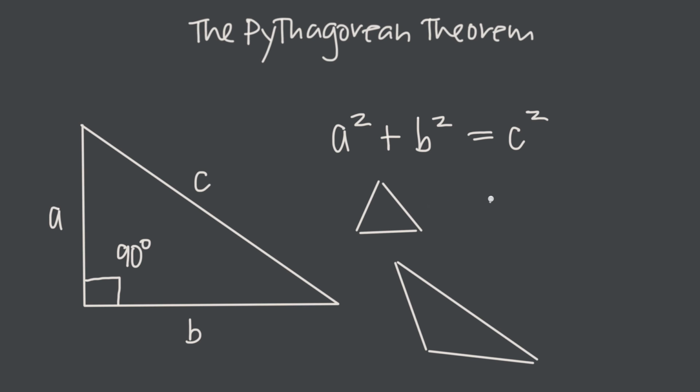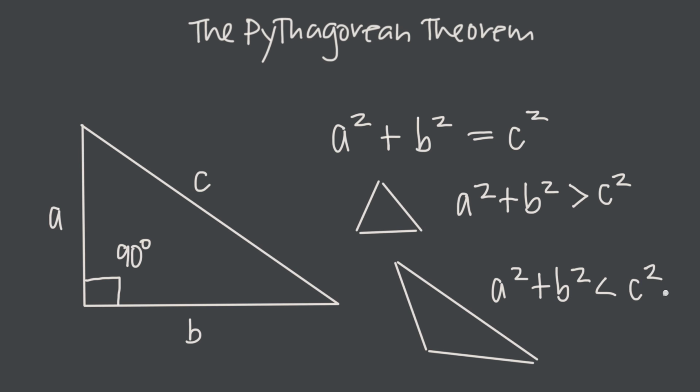Well, when we have an acute triangle, we know that a squared plus b squared is going to be greater than c squared. And when we have an obtuse triangle, we know that a squared plus b squared is less than c squared. So you can almost think of this like the Goldilocks story, where everything is either too small, too big, or just right.